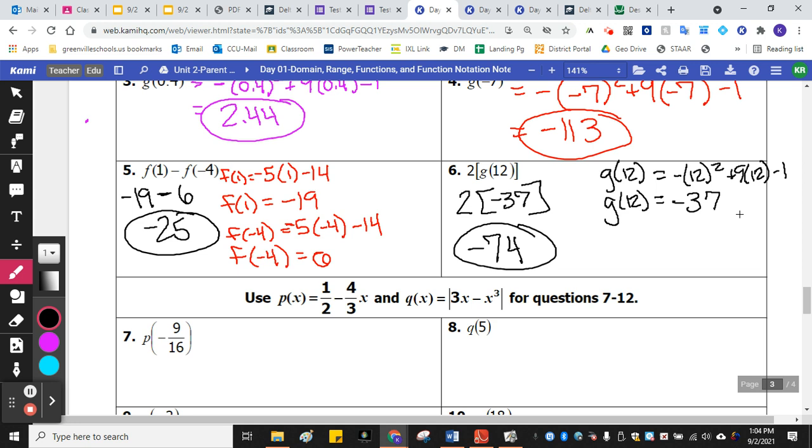7 through 10. You do 7 through 10. See if you can get it. Hang on. There's a lot of just using calculators, but it's still good.